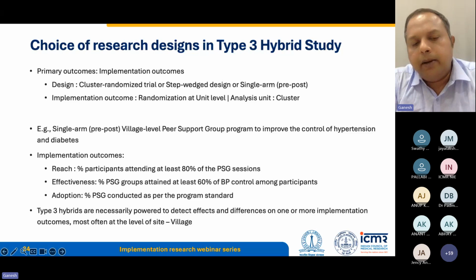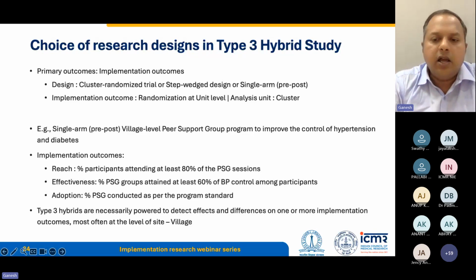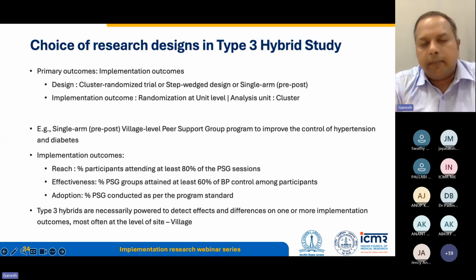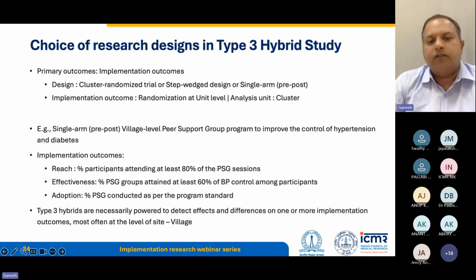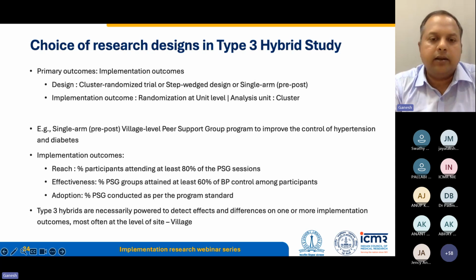So type 3 hybrids are necessarily powered to detect the effects and differences of one or more implementation outcomes. Please understand, I wanted to bring that particular decision tree, and you can clearly see that in type 3 you have sufficient evidence on different levels, which are clinical effectiveness, implementation determinants, strategies, as well as your implementation outcome related to implementation adaptation.